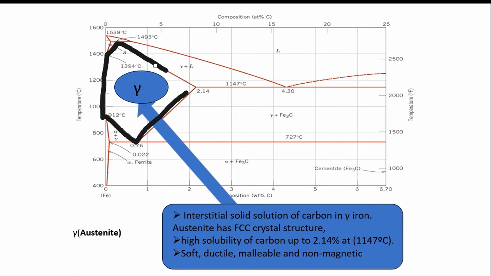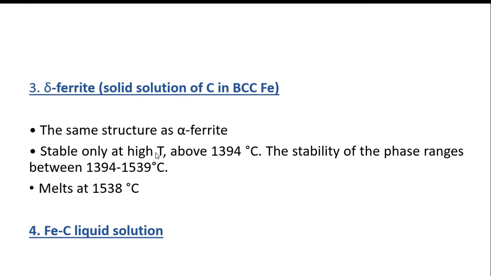So austenite means it is very soft, ductile, malleable and non-magnetic. So if you want these properties, you have to control your process in between these levels. That is austenite. Then delta, it is ferrite.